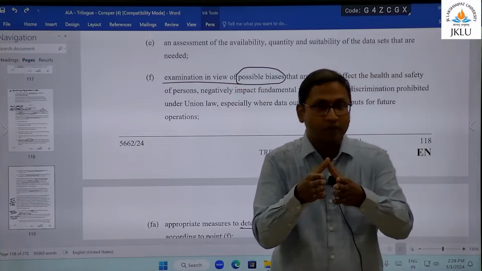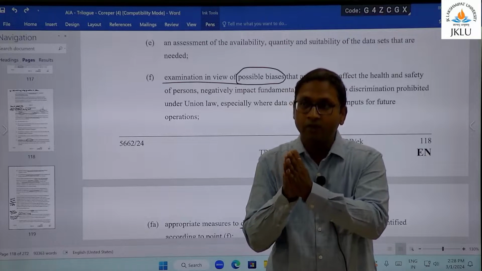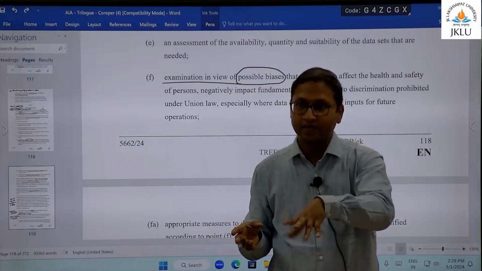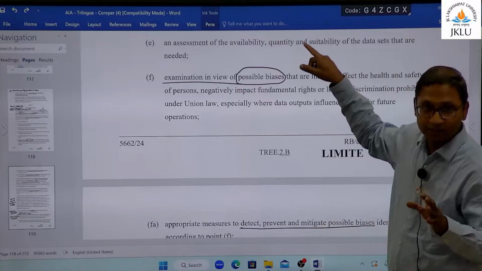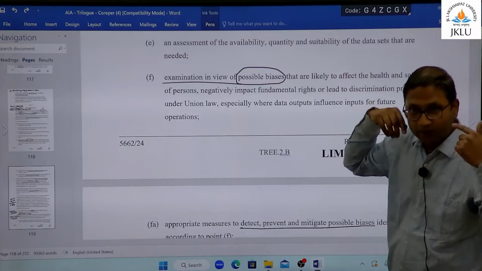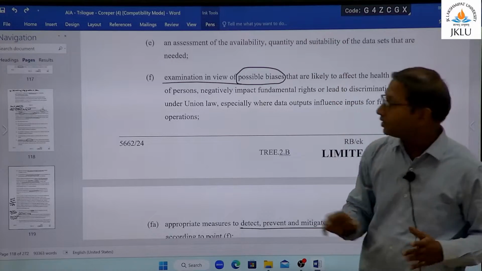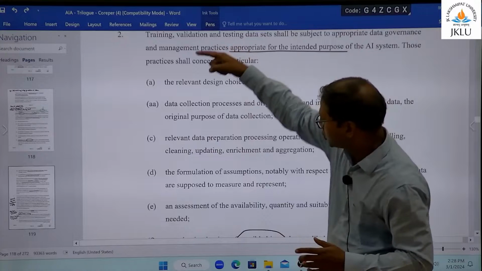So, if you are developing it for task 1 and if your data is not suitable to do that task, then basically it does not go through the quality check in this particular part. Okay. So, what are we talking about from paragraphs 2 to 5?